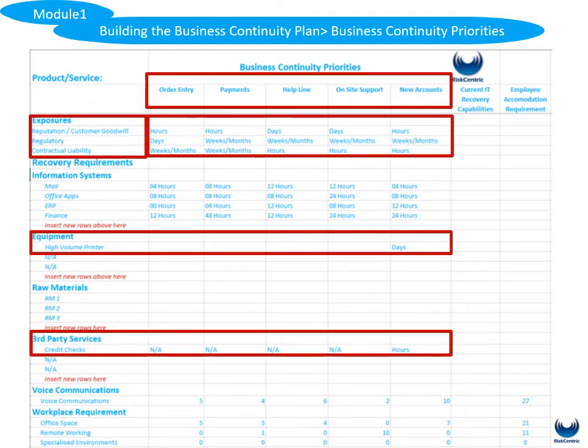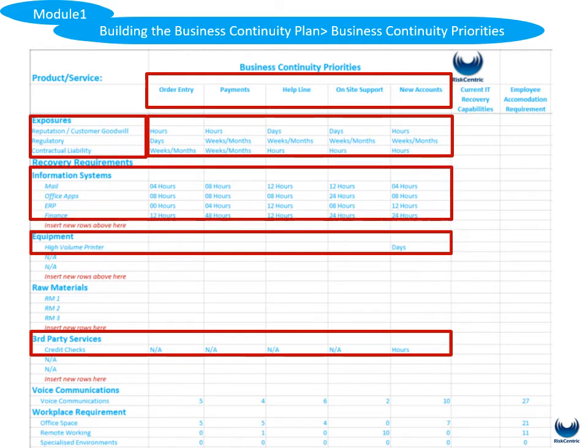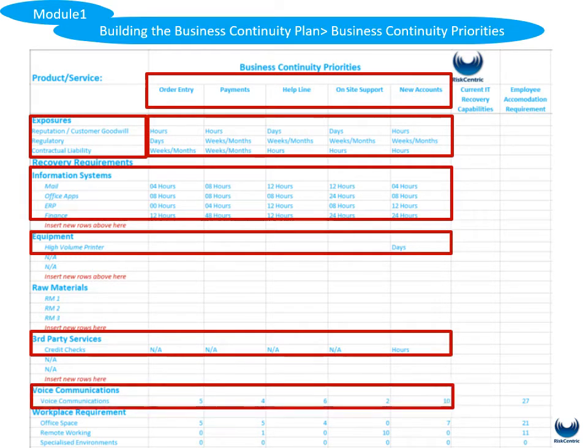Let's now look at information systems and workplace requirements in more detail. As part of this activity, we have identified key systems that will need to be available, and if recovery of them is required, how quickly they would need to be restored. We now need some information from the IT function to ensure that these systems can be recovered within the required time frame. Voice communications will always be important, particularly if the organization operates a call center.